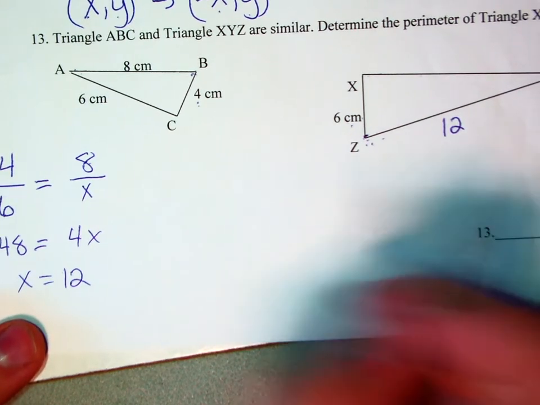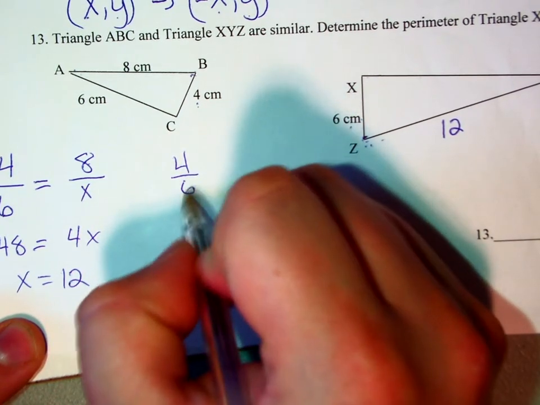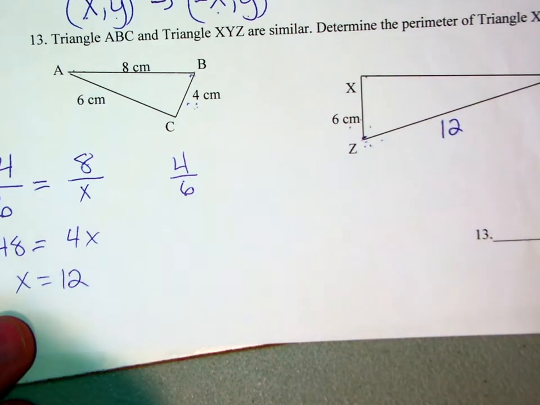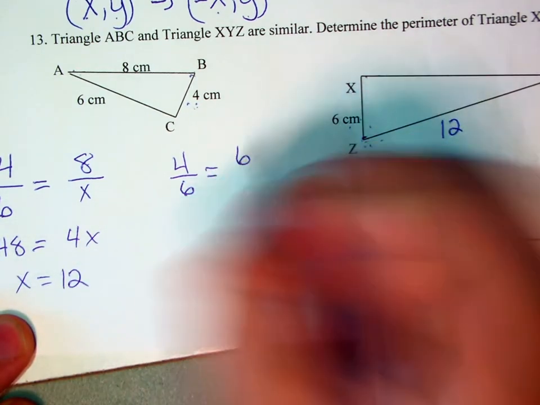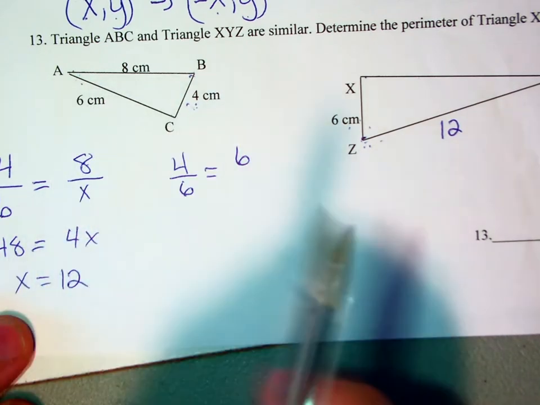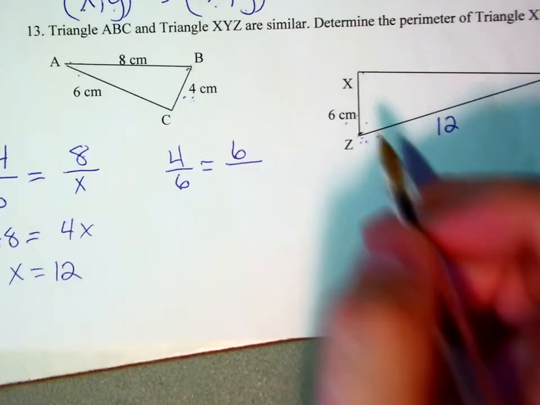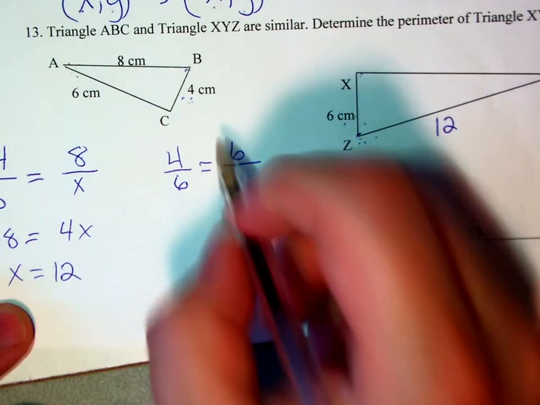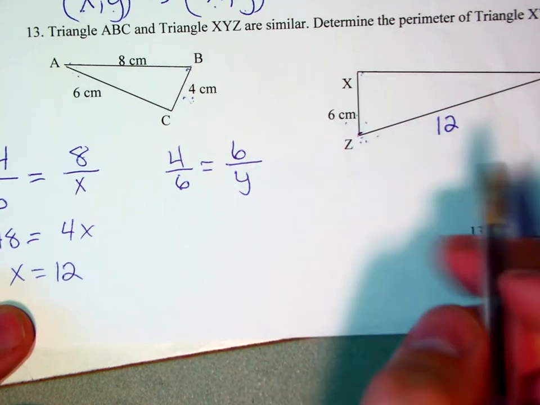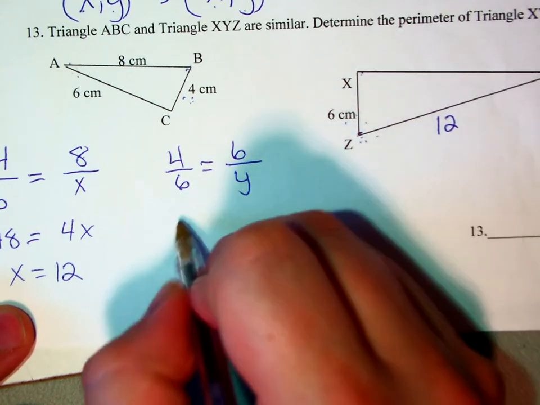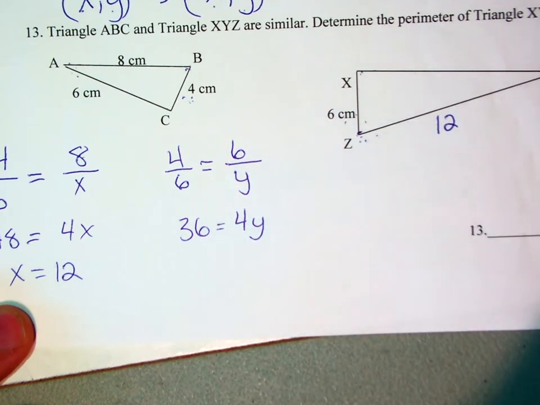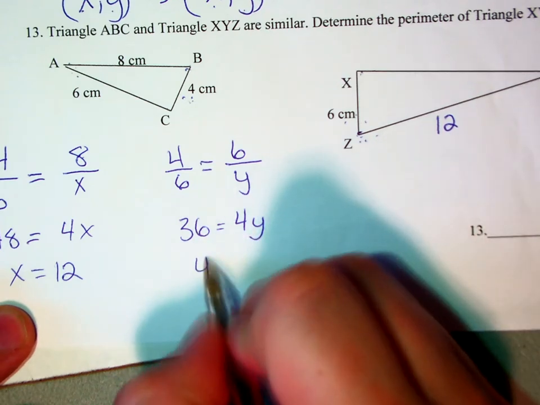Well, that gives me two sides, and we already know that my 4 over 6 ratio is not going to change because I still have a small side of 4 and a larger side of 6. And so now we just need to deal with this third unknown side. So 4 over 6 equals the length of my middle length side on the small triangle over the length of my middle length side on my bigger triangle. We'll call that Y. So again, we cross multiply. 6 times 6 is 36 equals 4Y. Divide by 4. Y equals 9.